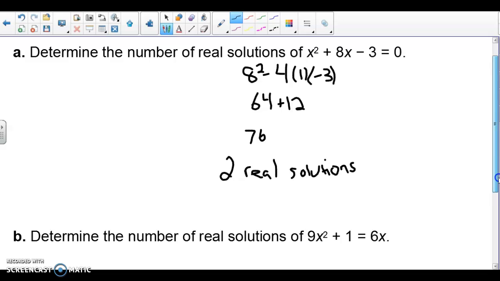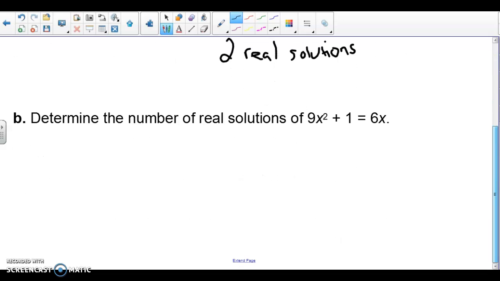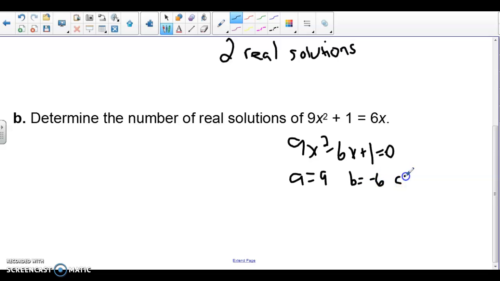All right. So if we then go down here, it says determine the number of real solutions of this one. Well, this isn't equal to 0, so it's not set up in standard form yet. So the first thing you want to do is get it equal to 0 by subtracting 6x from both sides. And now we want to determine what our a, b, and c values are. A should be equal to 9. B is negative 6. And c is 1.